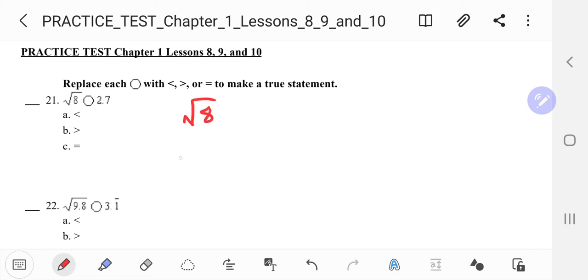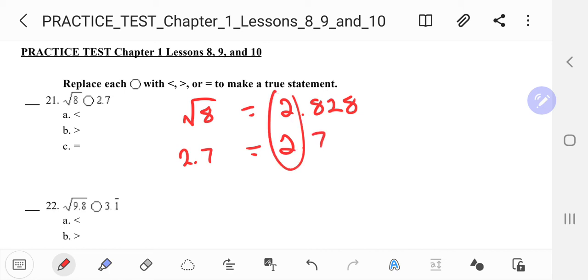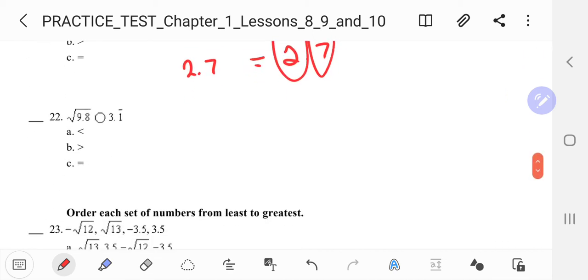Remember how we do this? We line it up vertically, and then I put them in the same form. And in this case, it's easier to do decimal-wise. 2.828. I don't need that many decimals because I already see match, don't match. So that is greater because the 8 is greater than the 7. All right, let's try this one.